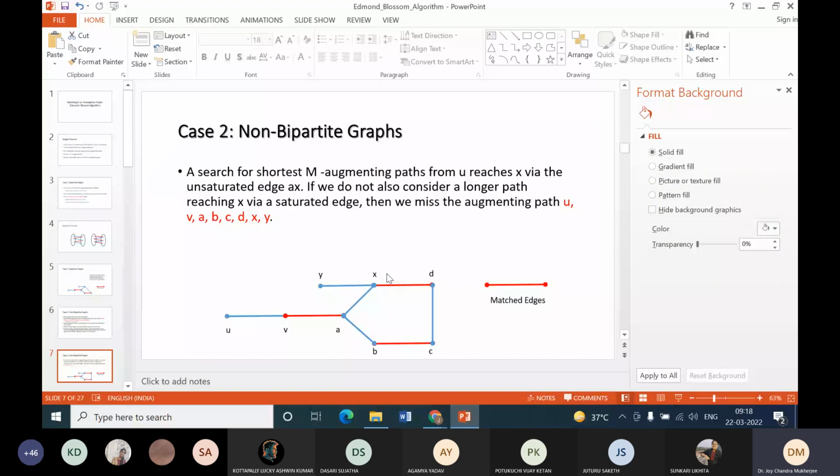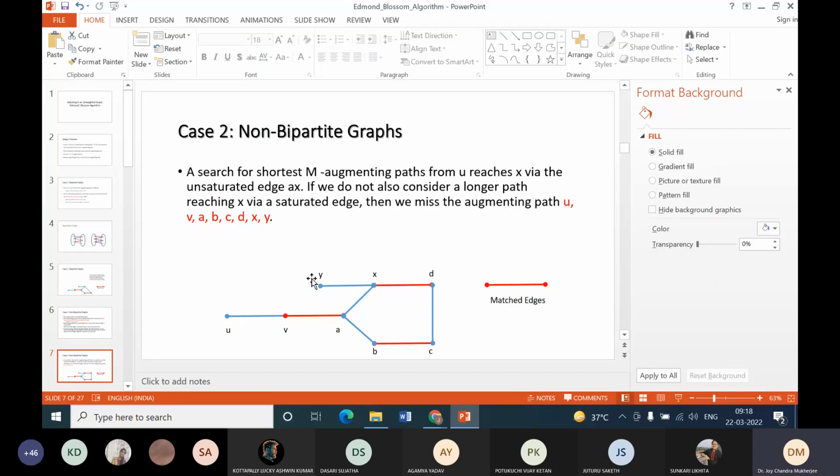What I'm trying to say is, X can be reached from U through different paths of different lengths. So I should say from U you can reach X through paths of length of different parity. Okay. So agar main UVAX, if I reach X in this path, I will miss out the augmenting path. However, if my algorithm go like this, I can discover an augmenting path and I can augment.